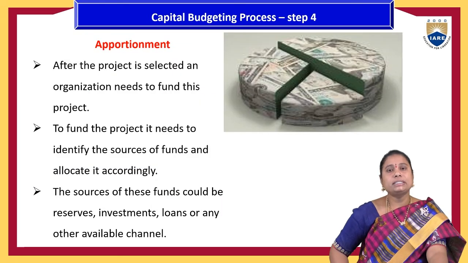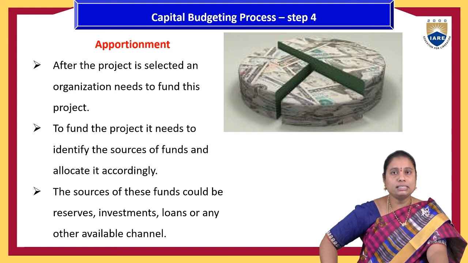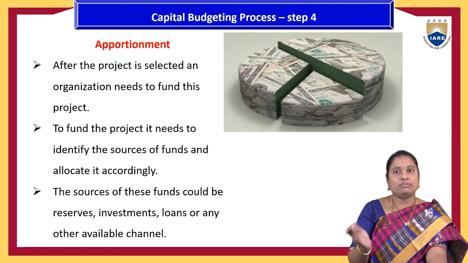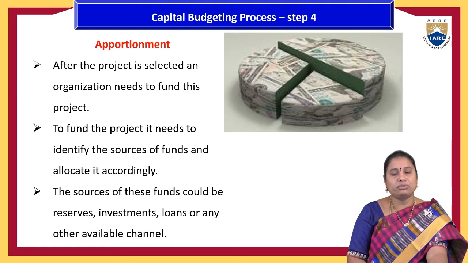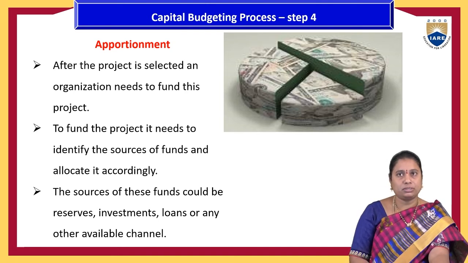So once the decision is done, then they need to allocate the funds. That is called apportionment of the funds. So once they have selected, they must find the needs of that project and the sources of funds to acquire them, and allocate those funds, either in the form of long term, short term, equity, or debt. The business financial manager has to think about this as a part of the capital budgeting process.